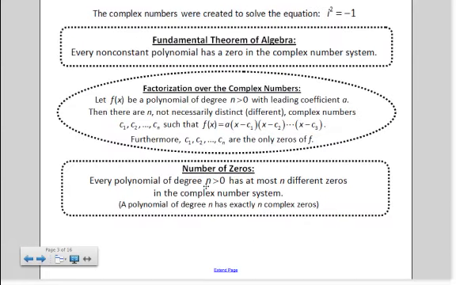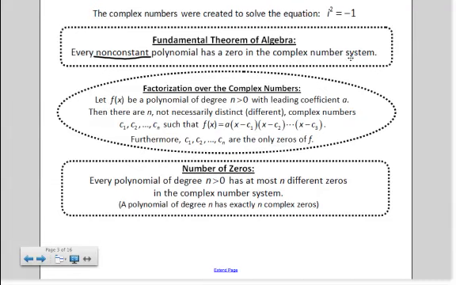So let's remember, complex numbers were created to solve our equation i squared equals -1. The fundamental theorem of algebra says every non-constant polynomial, a non-constant polynomial is one that has x's in it, every non-constant polynomial has a zero in the complex number system.